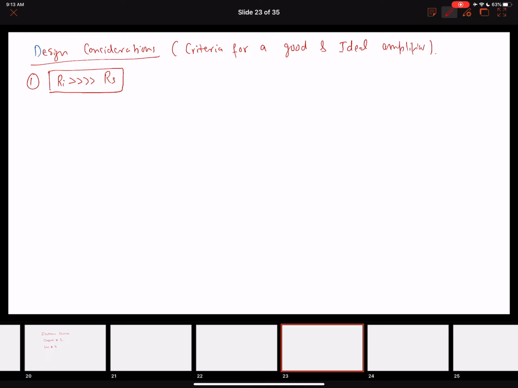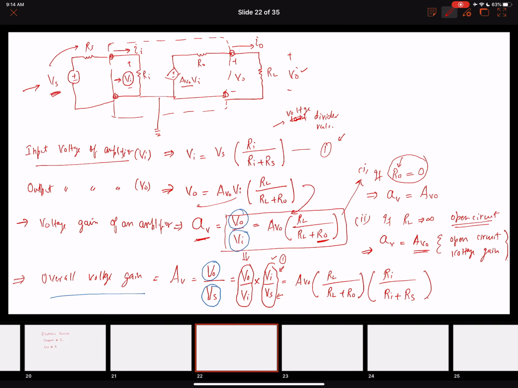Now, so we know that our equation 1 is Vi equals Vs into Ri over Ri plus Rs. So let me go back in this slide. So this was that equation. So this is the input voltage, right? So please see over here, what is the Vi? Vi is the voltage drop across the resistance Ri. So what do we want? We want the Vi to be as similar as Vs.